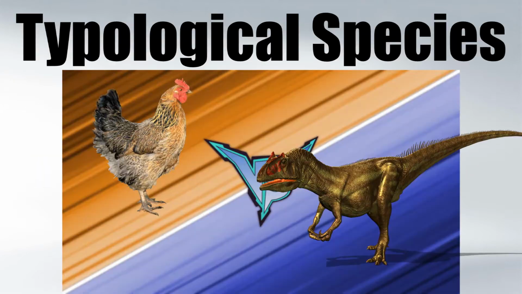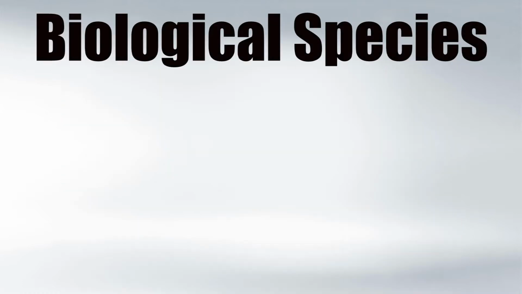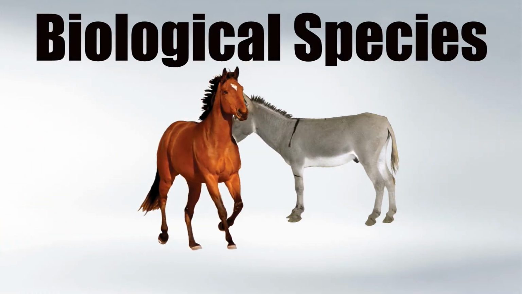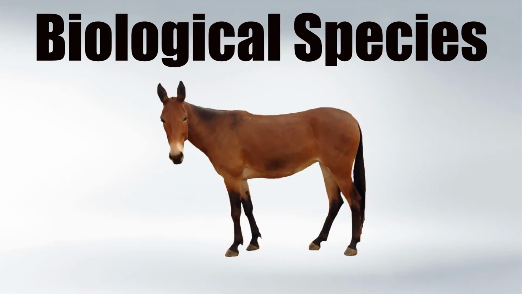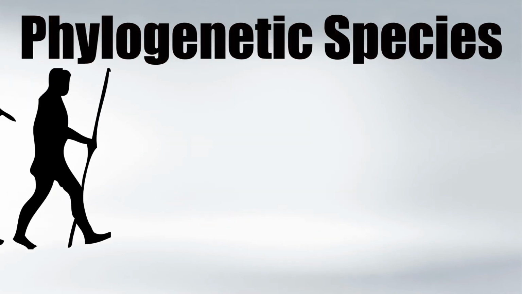For reference, there are 3 basic species concepts. Typological species are found by comparing physical traits with a type specimen. Biological species are found by the ability to interbreed and produce fertile offspring, and phylogenetic species are found with evolutionary history.